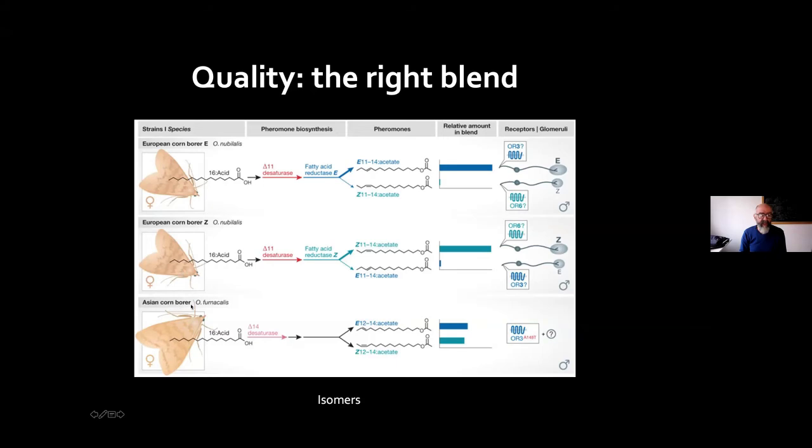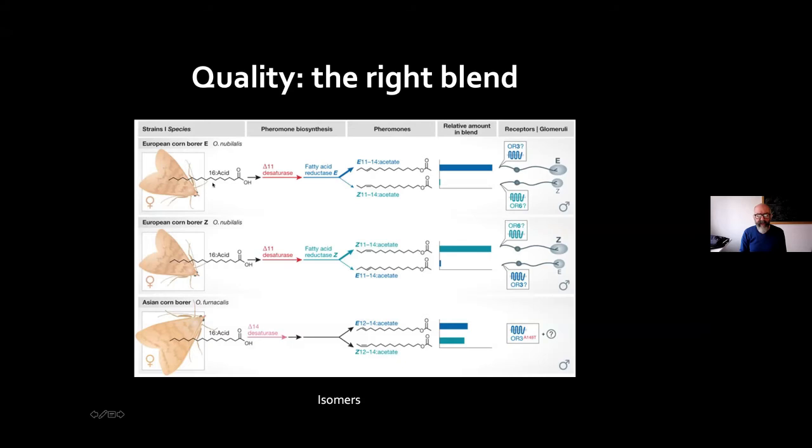There are two species here. One species is the European corn borer, which comes in two strains, strain E and strain Z. And then there is another species, the Asian corn borer, which is an entirely different species. So males of the European corn borer don't mate with the Asian corn borers and vice versa.